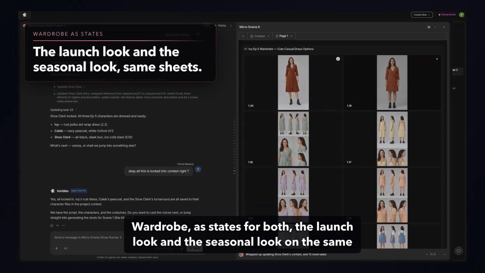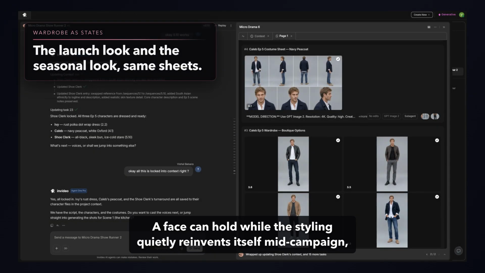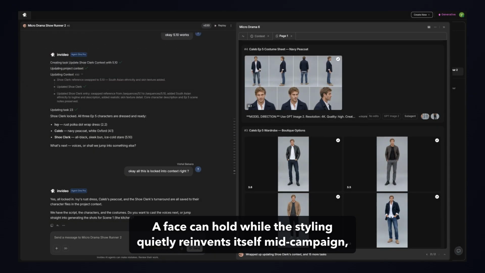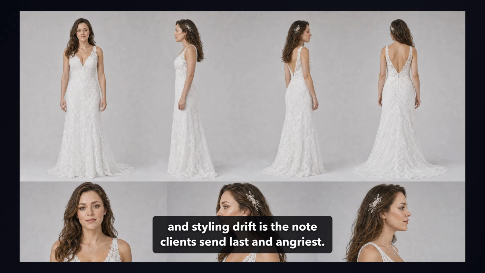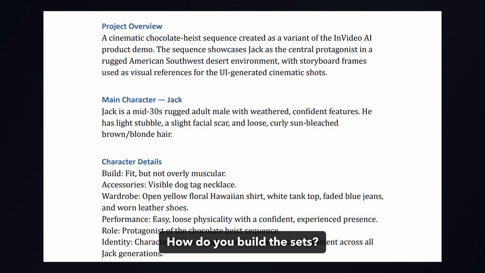Wardrobe, as states for both the launch look and the seasonal look on the same sheets. A face can hold while the styling quietly reinvents itself mid-campaign, and styling drift is the note clients send last and angriest. How do you build the sets?